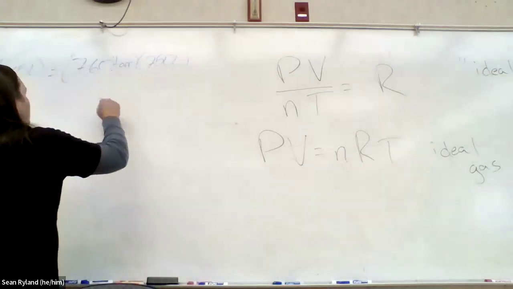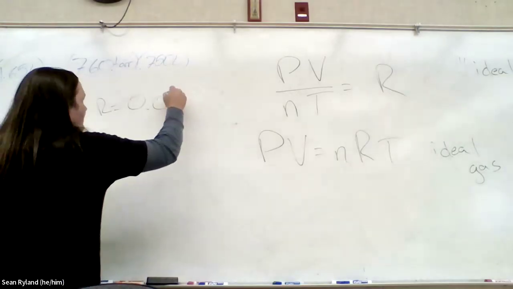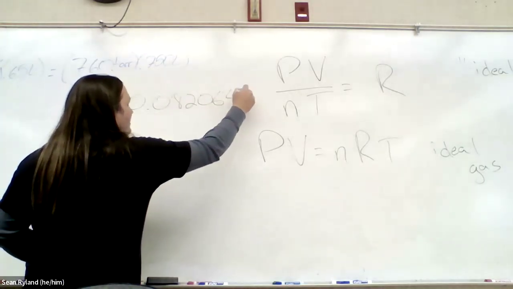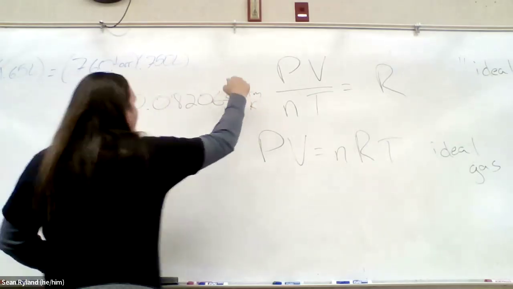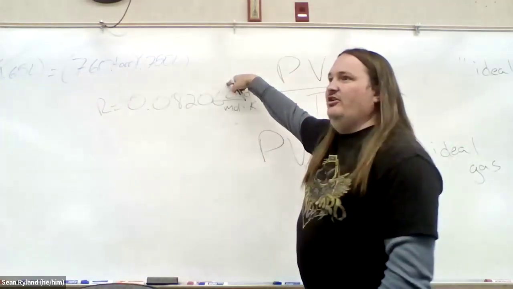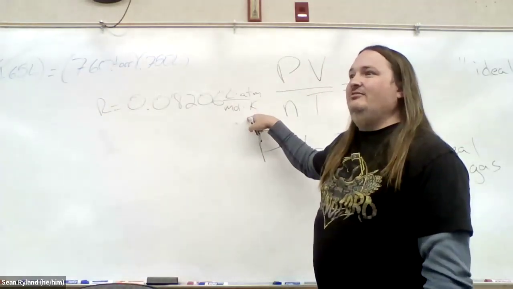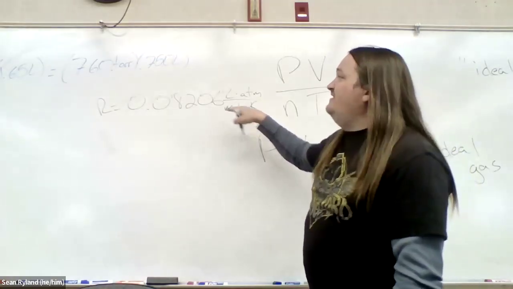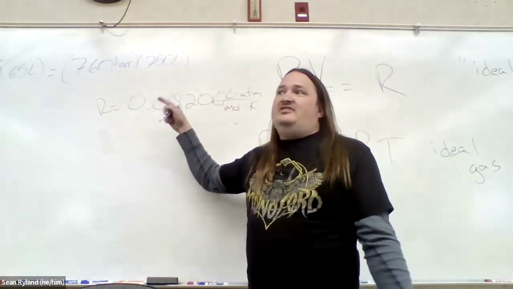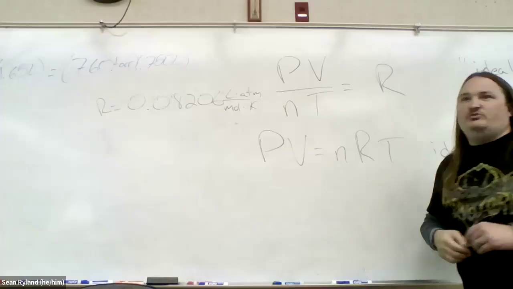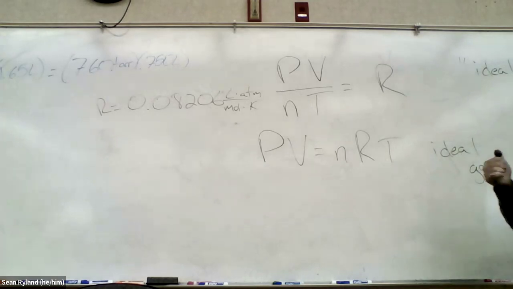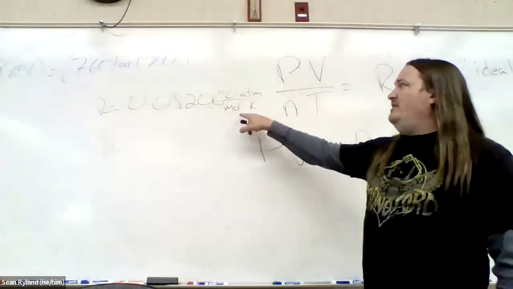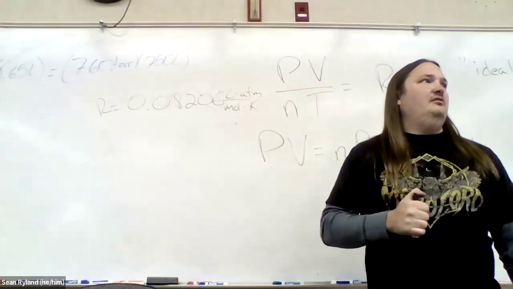R is always 0.08206 liters times atmospheres over moles Kelvin. A pressure times a volume divided by moles divided by Kelvin. This isn't the only value for R, because it turns out for all the simple gas laws, we could pick any pressure unit we wanted, right? As long as we were consistent. In this case, we need all of our units to match the value of R we're using.